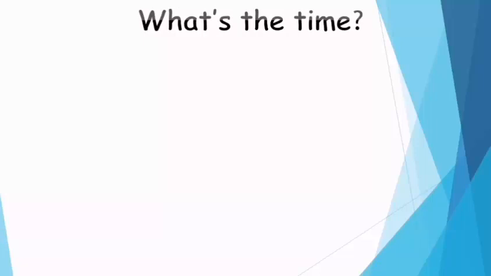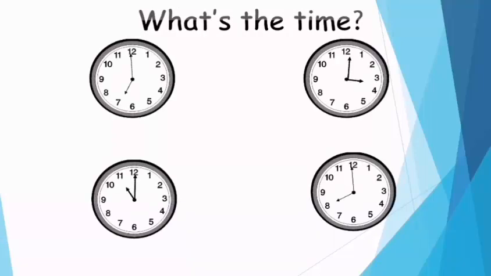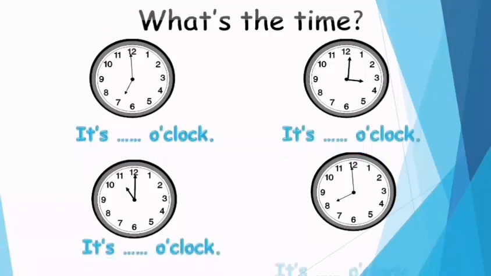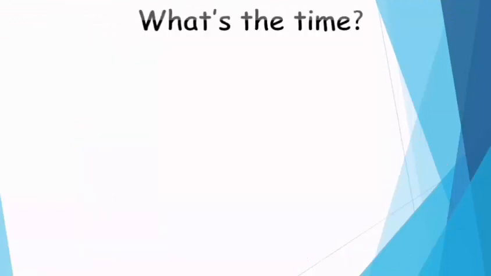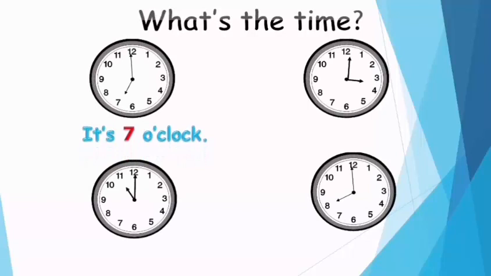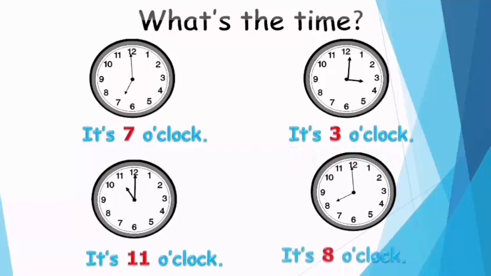Okay, what's the time? Also, we have four pictures. Look at picture number one. We are going to count: 1, 2, 3, 4, 5, 6, 7. Yes, it's 7 o'clock. So what's the time? It's 7 o'clock. Here, it's 11 o'clock. It's 3 o'clock. It's 8 o'clock. Good, my children.